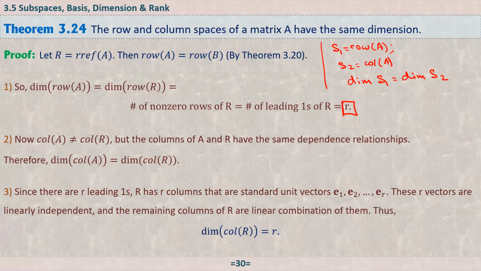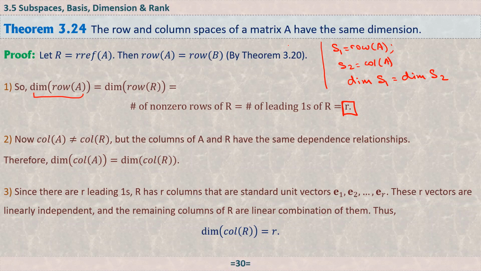Since there are r leading ones, R has r columns that are standard unit vectors. We also see in the previous example 1, 0, 0, 0, 0, 1, 0, 0. These are standard unit vectors, and these vectors are linearly independent, and the remaining columns of R are linear combinations of them. So thus, the dimension of the column space of R is equal to r, and that means the dimension of the column space of A is equal to r, which equals the dimension of the row space of A. So that means that the row and column spaces of a matrix A have the same dimension.